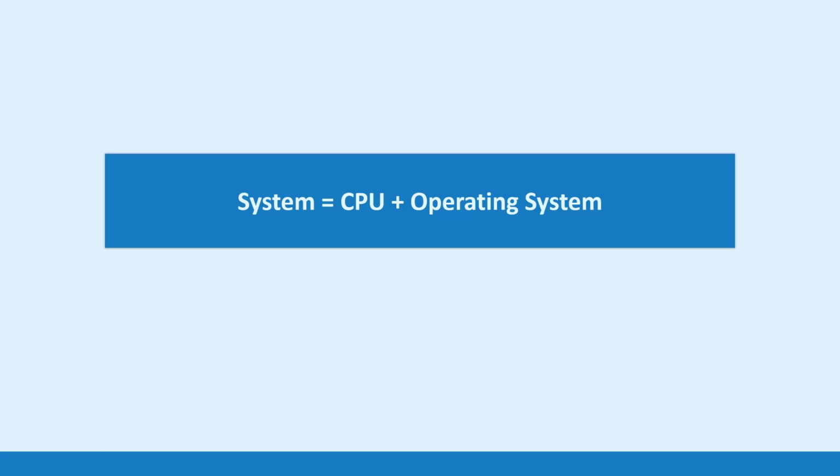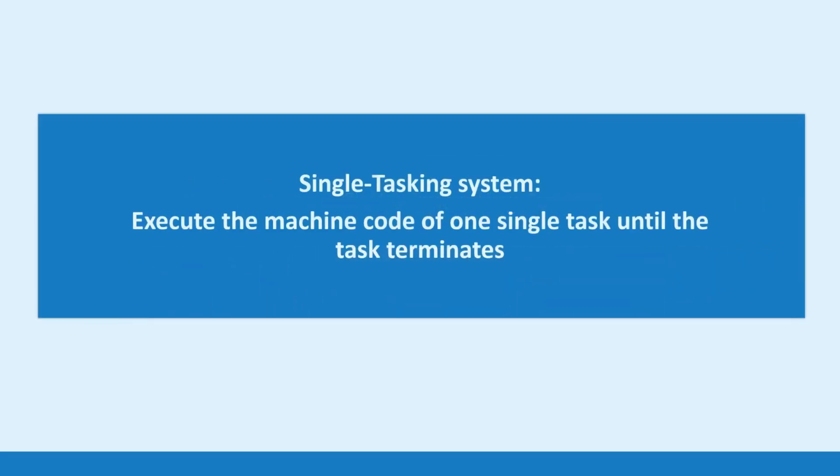So whenever we talk about a system, we really need to consider both the hardware and the operating system. However, the exact separation of responsibilities between the hardware and the operating system is not that important to us. All we need to know is that both of these components are required to make a modern general-purpose computer work. So, single tasking system simply executes the machine code of one single task until that task is terminated.